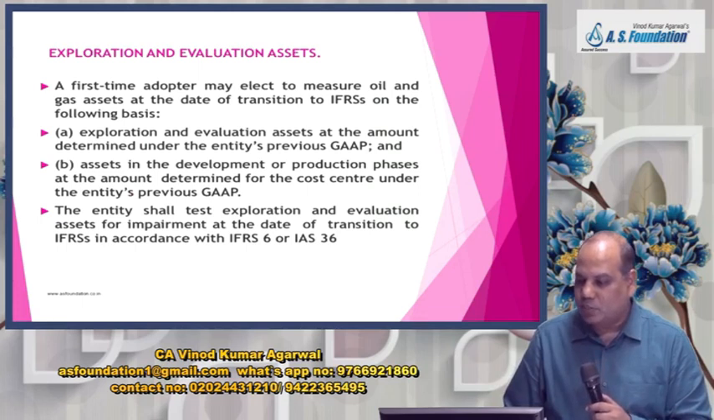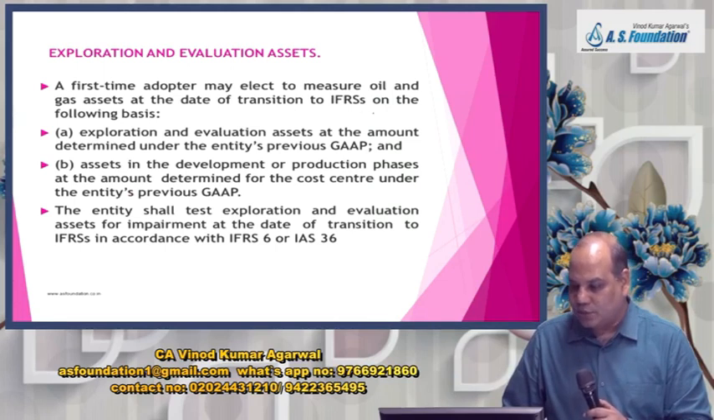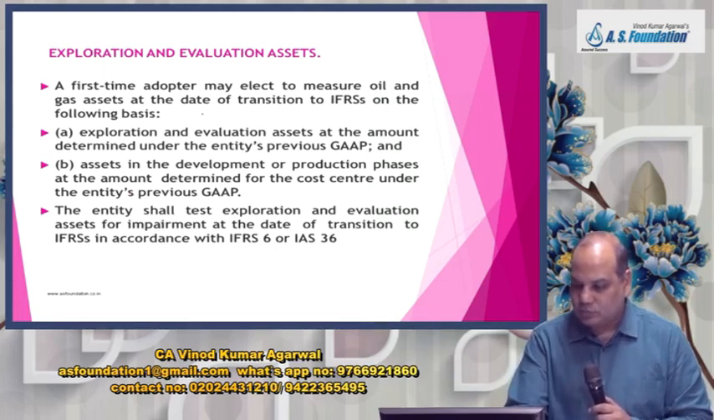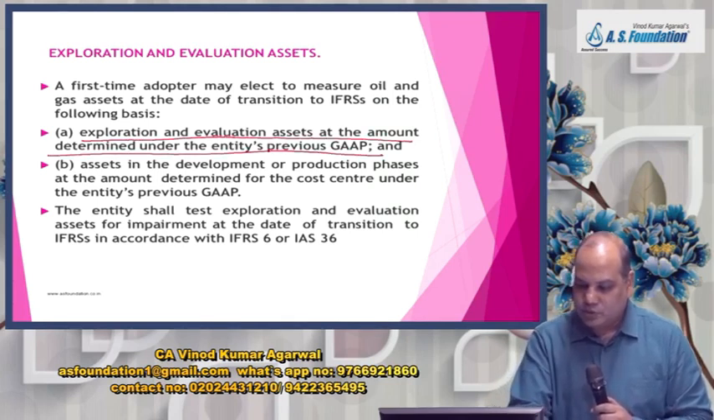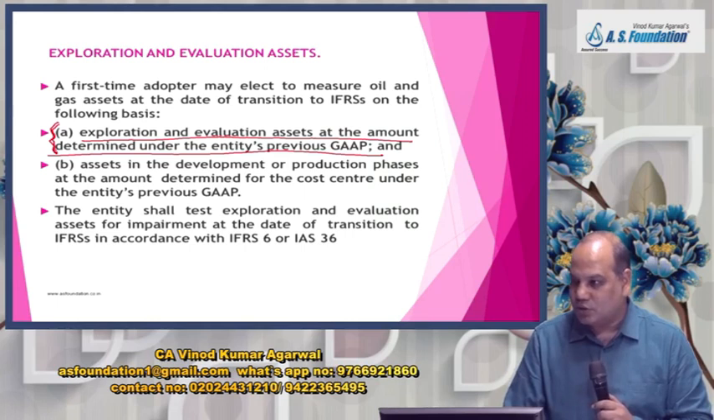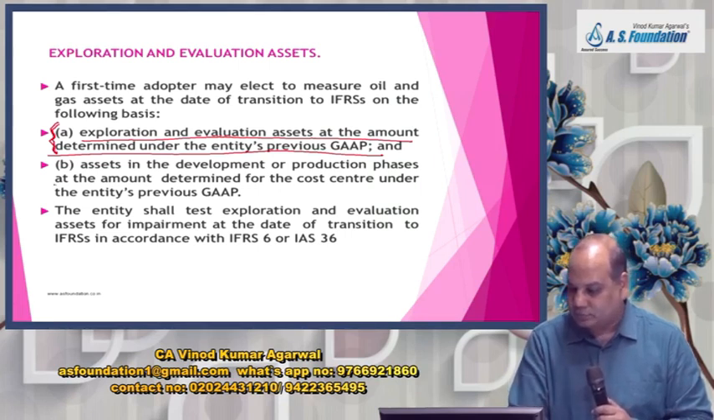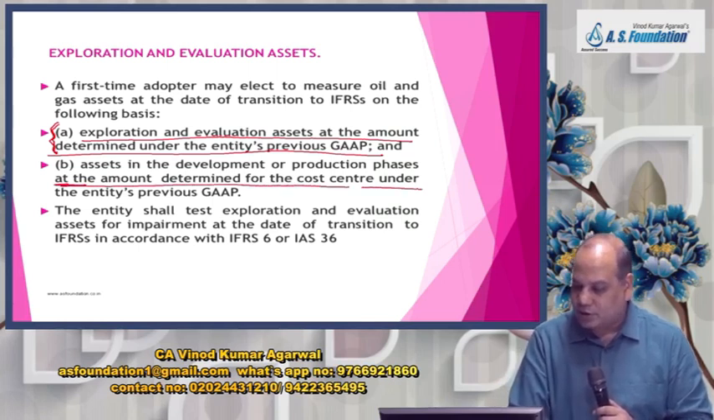A first time adopter may elect to measure oil and gas asset at the date of transition to IFRS on the following basis: exploration and evaluation asset at the amount determined under previous GAAP. So one option is you can continue with your previous accounting, no change. The second is the asset in the development or production phases at the amount determined for the cost center under the entity's previous GAAP. So both you can take as per previous GAAP.